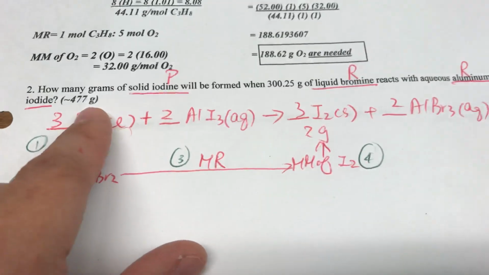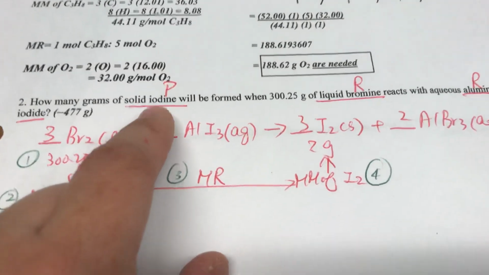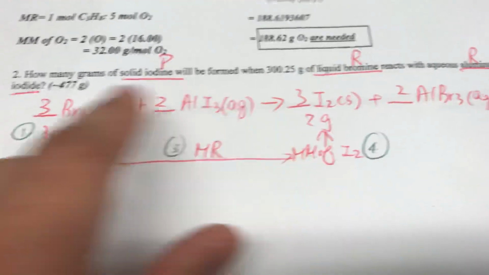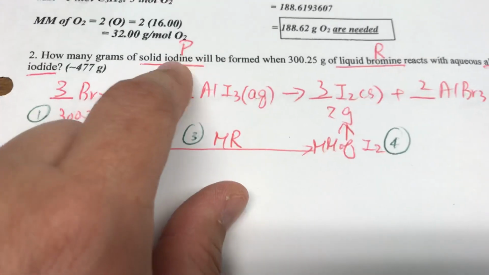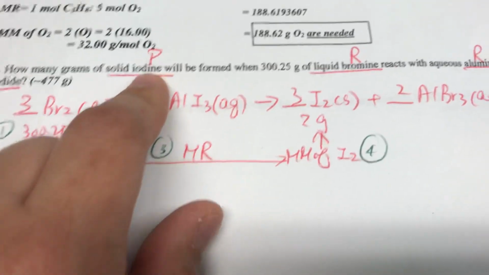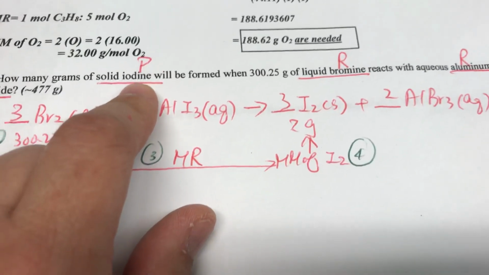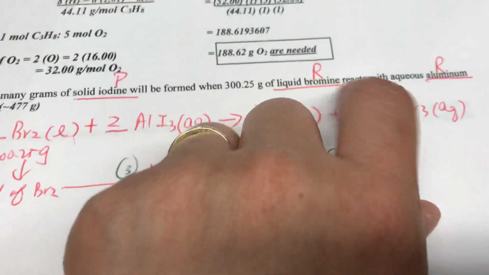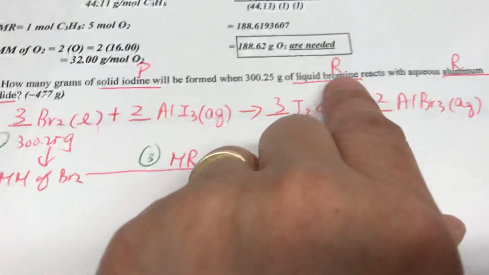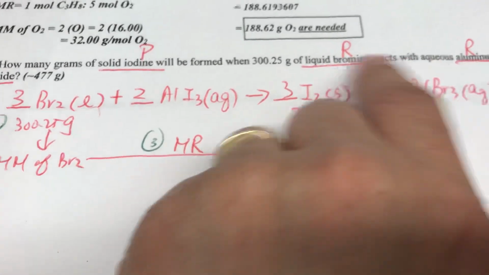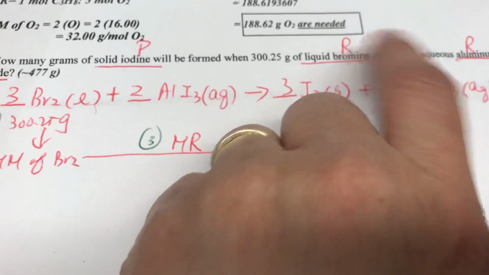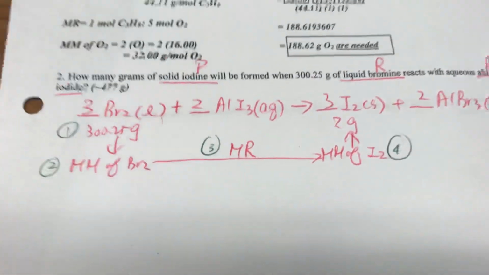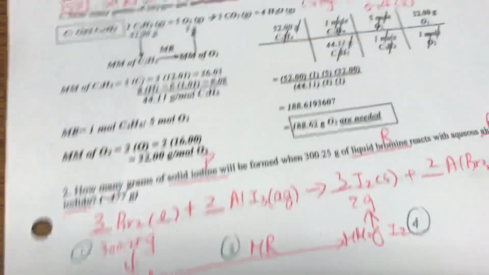So the number 2 here. How many grams of solid iodine will be formed when 325 grams of liquid bromine we add with aqueous aluminum iodide? Solid iodine will be formed, which means it is a product. If it's a product, it will be on the right-hand side of the equation. Liquid bromine we add with aqueous aluminum iodide, because they are reacting with each other, these two will be reactants. That means they will be on the left-hand side of the equation. So we can start to write.